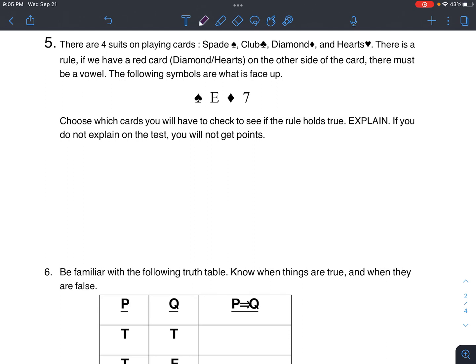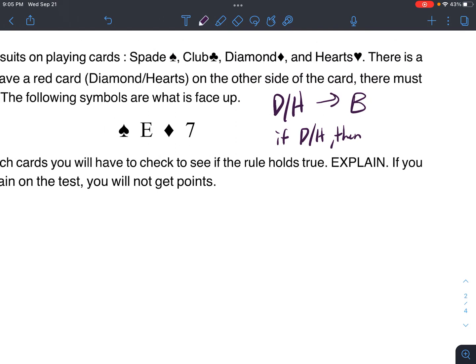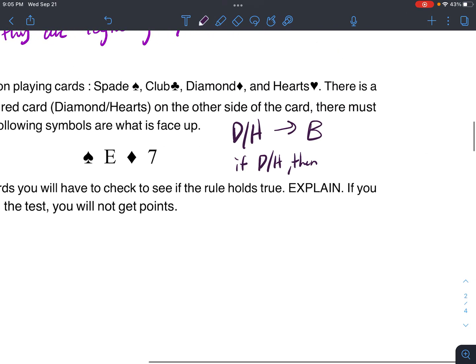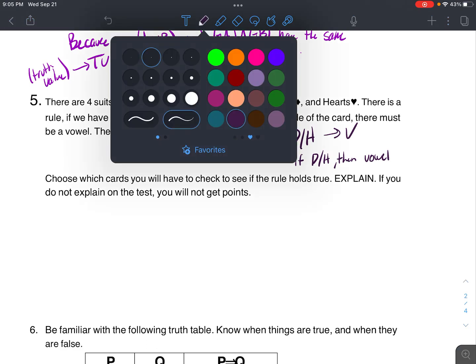So there are 4 suits on playing cards. We have spades, clubs, diamonds, and hearts. There's a rule that I've created. So if we have a red card, which is a diamond or a heart, then on the other side of the card there must be a vowel. So we could write it like this. We could write if diamond/heart, then V, for vowel. Okay, so that is our conditional statement.